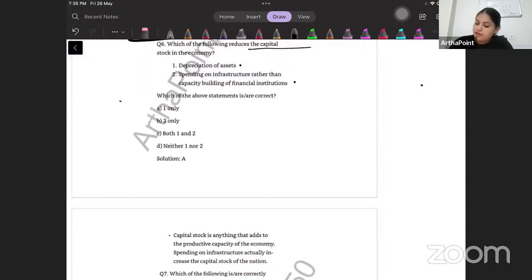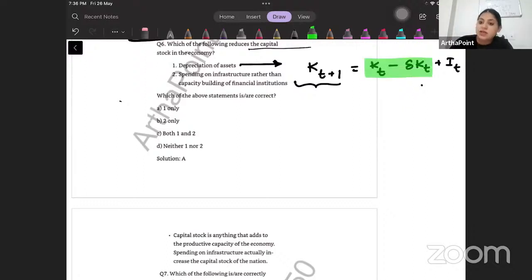So if you have gone ahead and seen, whenever there is depreciation of the asset, so if you remember, capital stock at the period T plus 1, agar Solow model yaad ho, so what is the capital at the period T plus 1? It is the capital at the period T minus depreciation of capital plus investment done during this period. So depreciation always reduces capital. It always reduces capital. So 1 is correct.